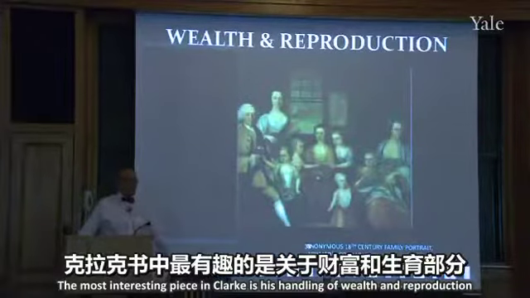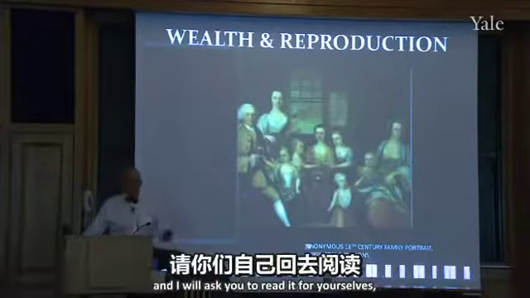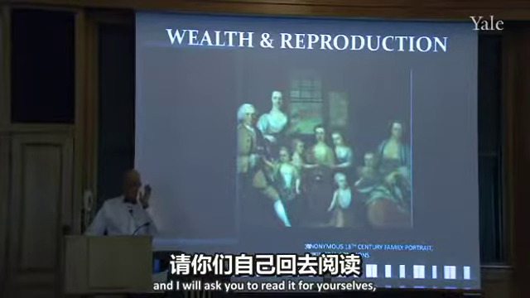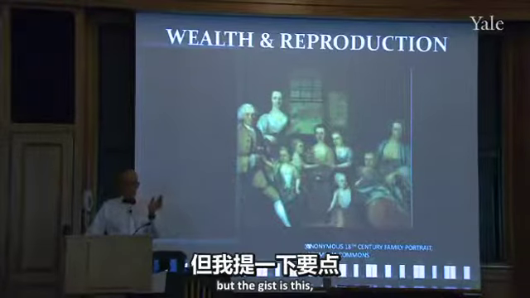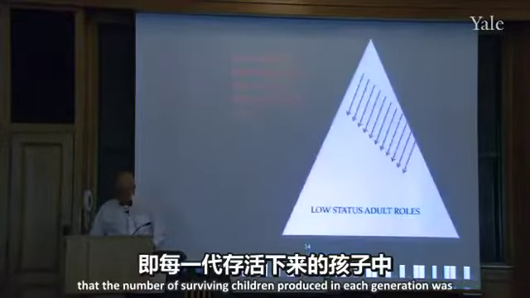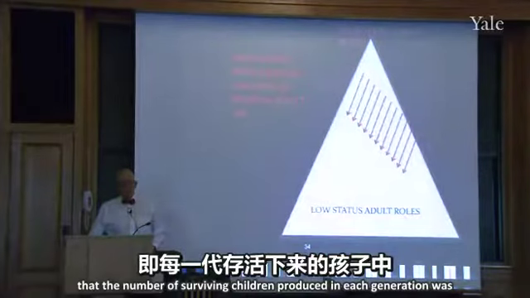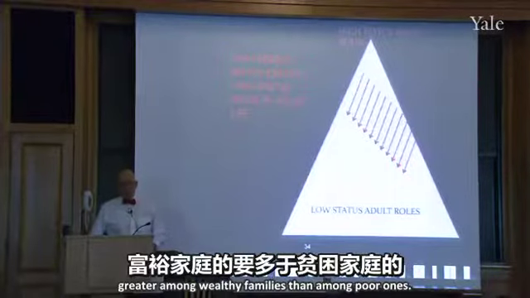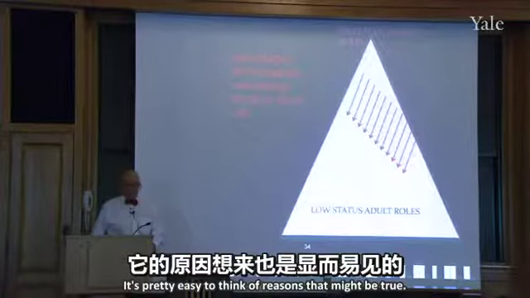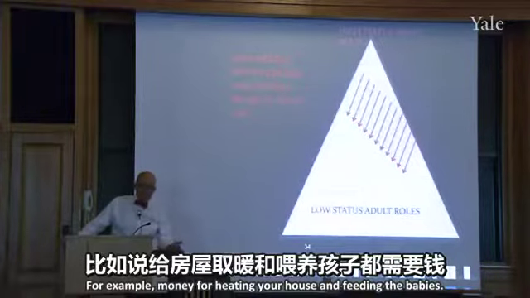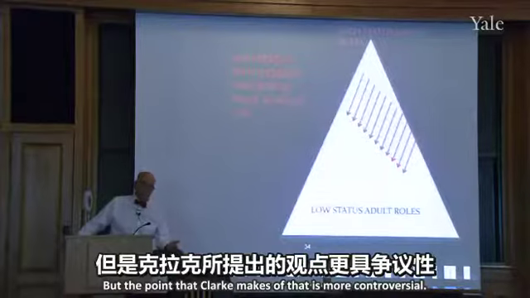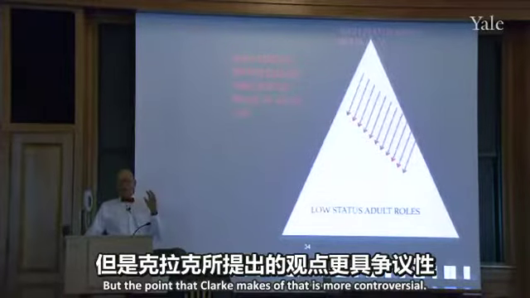The most interesting piece in Clark is his handling of wealth and reproduction. And I will ask you to read it for yourselves, but the gist is this, that the number of surviving children produced in each generation was greater among wealthy families than among poor ones. And it's pretty easy to think of reasons that might be true. For example, money for heating your house and feeding the babies. But the point that Clark makes of that is more controversial.